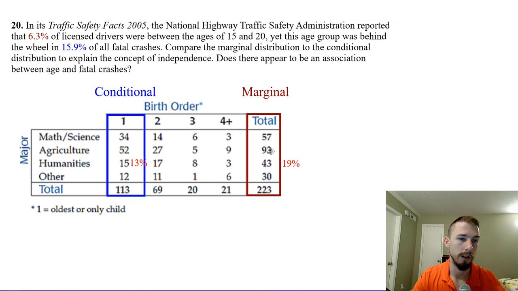So in other words, teenagers are involved in more than their fair share of fatal car wrecks. If they were 6.3% of all the drivers out there, they're involved in 16% of all the fatal crashes, which is more than their fair share. Another thing that you might want to look at is who's on the road more. If teenagers were on the road more than the number of drivers would suggest, then it might not actually look that bad. So kind of interesting if you think about it.